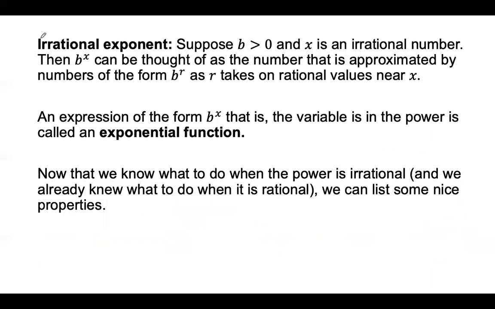So the irrational exponent: suppose b is greater than 0 and x is an irrational number, then b to the exponent x can be thought of as a number that is approximated by numbers of the form b to the exponent r, as r takes on rational values near x. So this is the idea. You get closer and closer to this value. So for example, square root of 2 is 1.41.